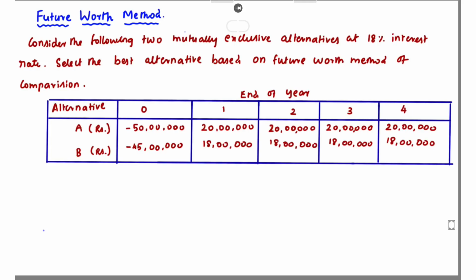Today we're going to see the topic related to engineering economics, the future worth method. If you want to invest in any business, we have plenty of opportunities, enormous investment opportunities there. So we have to decide which investment is best suitable for us. There are a lot of alternatives.